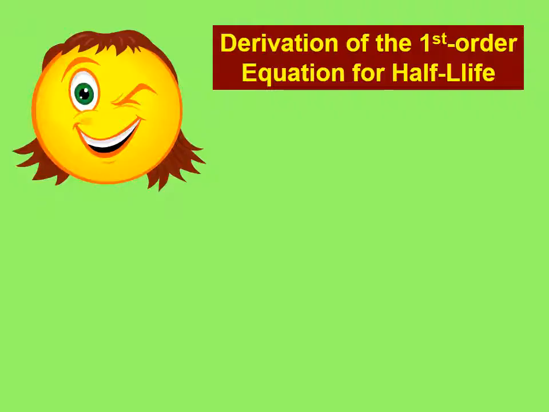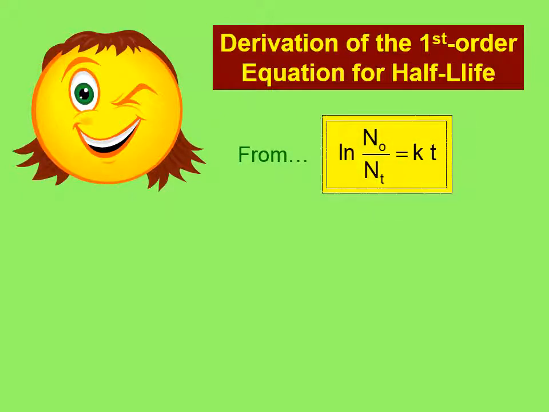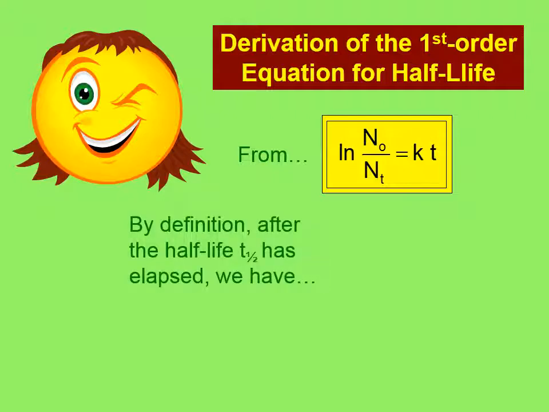Let's derive the first-order equation for half-life from the first-order rate law, which is right there. By definition, after the half-life T1/2 has elapsed, this is what we have. We have only half of what we started with. Let's say we start with 1. After the half-life, by definition, we don't have 1 anymore. We only have half.